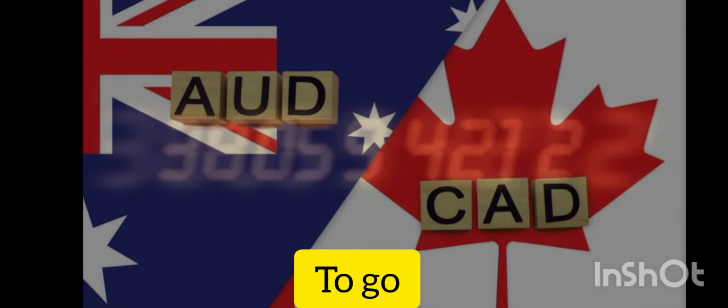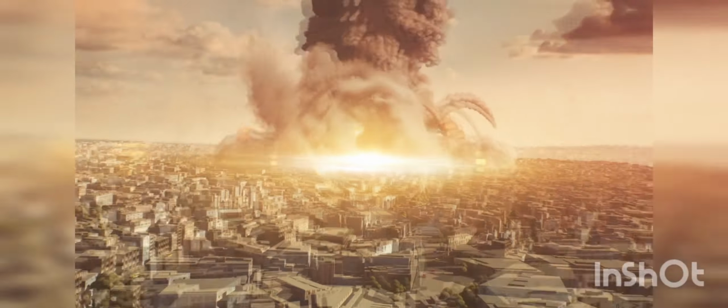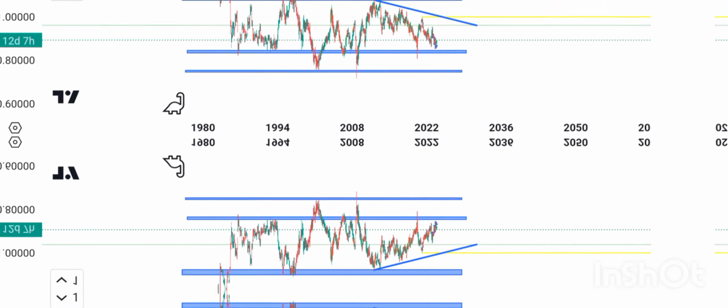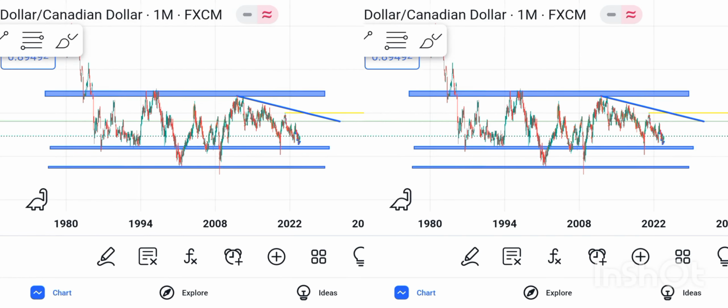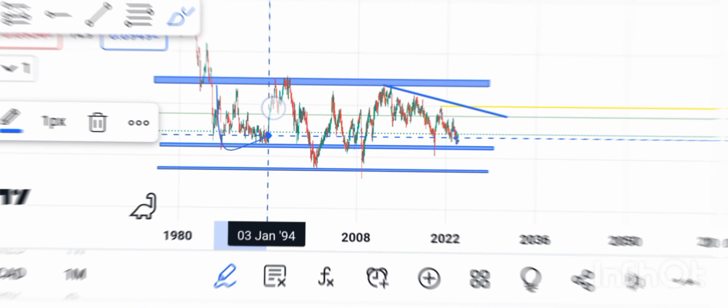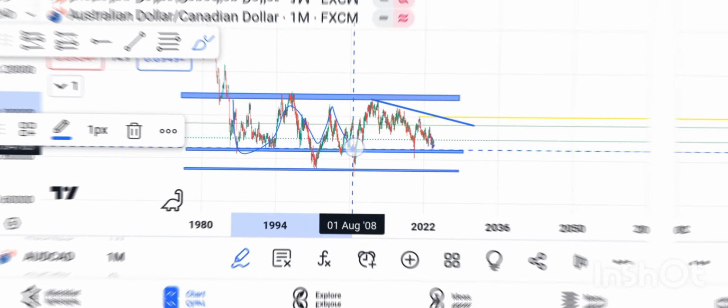This guy wants to go back down. AUDCAD, moving in a range, zone to zone. Trade alert. This is a trade alert video. Price moves from zone to zone. Down, up, down, up, down, up, down.